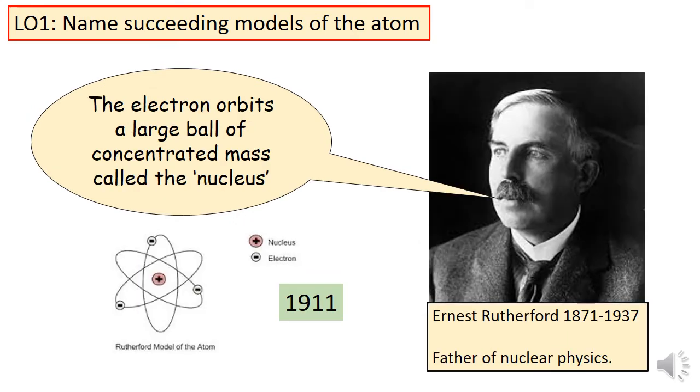In 1911, Ernest Rutherford proved that the plum pudding model was incorrect using alpha particles and gold foil. He proved that actually atoms were mainly empty space and that there was a dense, positively charged nucleus at the centre of the atom.